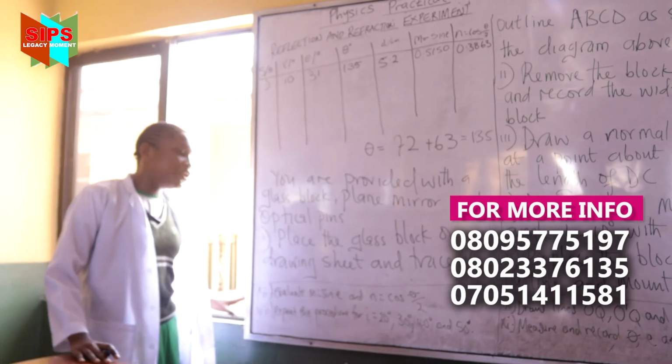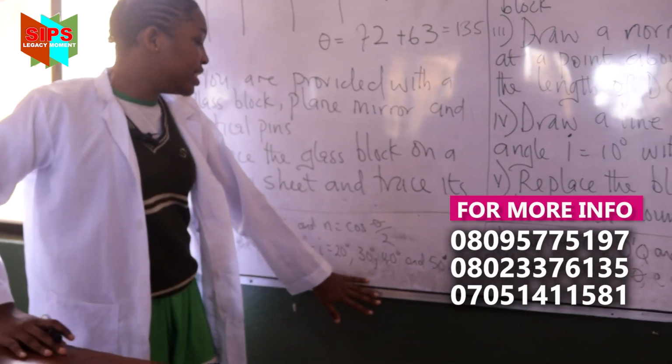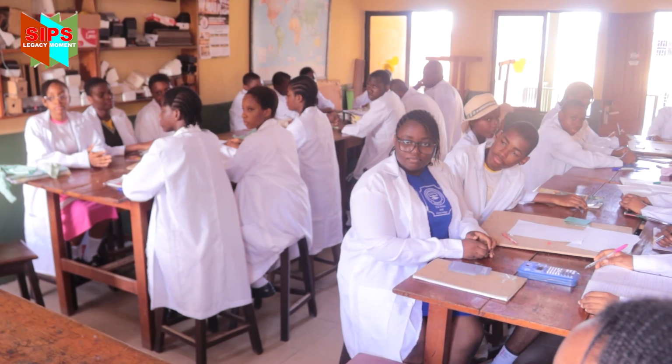Because of time, we are going to stop here, but you repeat the same procedure for I is equal to 20 degrees, 30 degrees, 40 degrees, and 50 degrees, following the steps we did for 10 degrees.